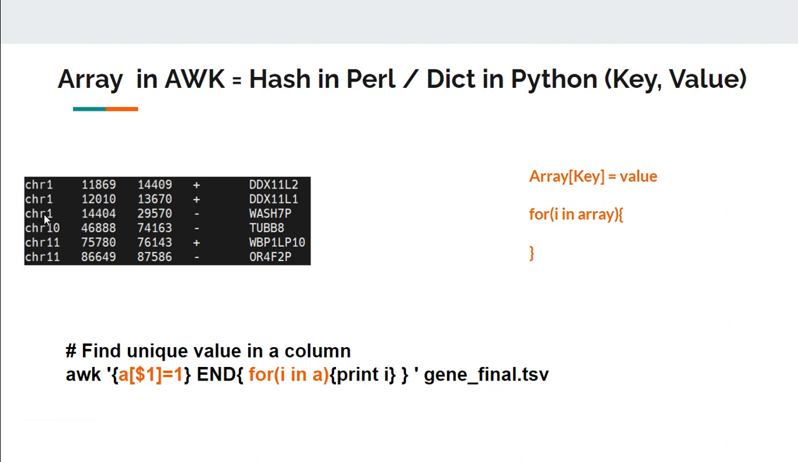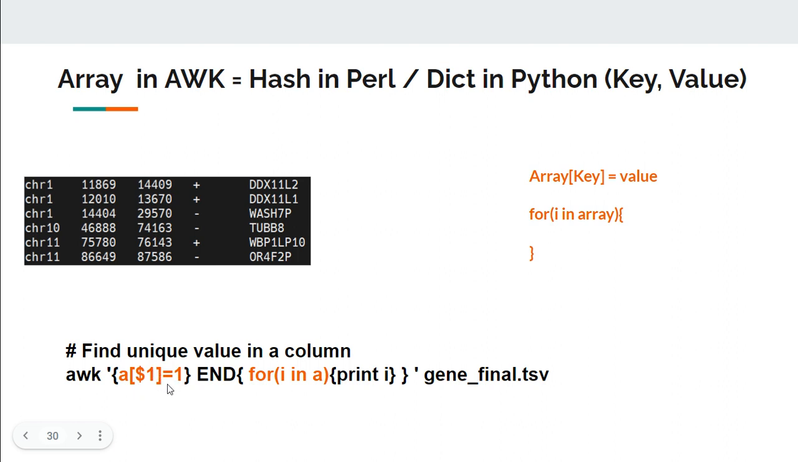So let's say a hypothetical example. Okay, so this is our task. Let's say this is my file. I want to get the unique values of this column. So basically what I have to do, I'll just type this one, very simple, a[$1] equal to 1.